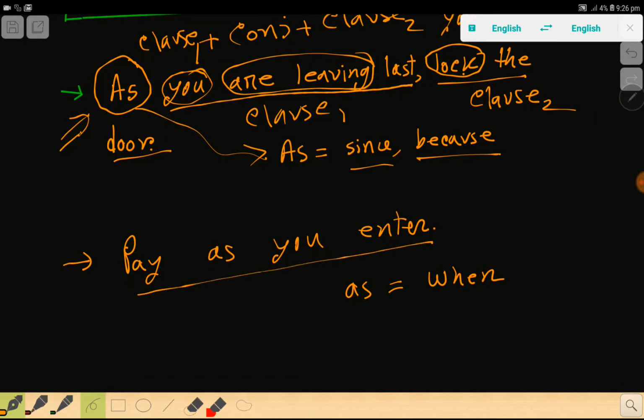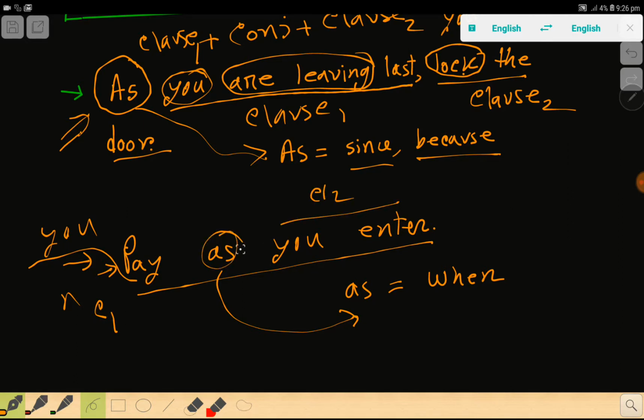Pay as you enter. The meaning of this as is when. Pay when you enter. Here this is an imperative sentence, so you have the subject you, right? So you pay, this is clause 1, and you enter, this is clause 2. So this as is connecting two clauses. That is why this as is a conjunction, right? So we can easily use as a conjunction.